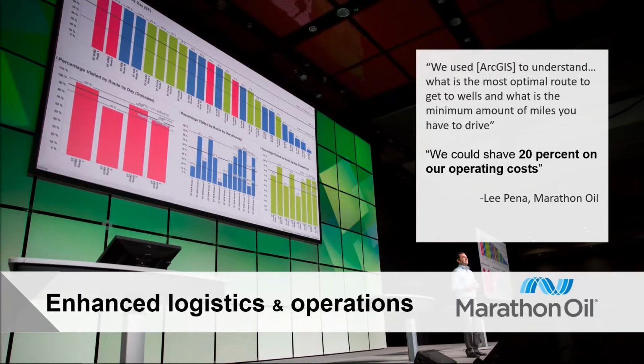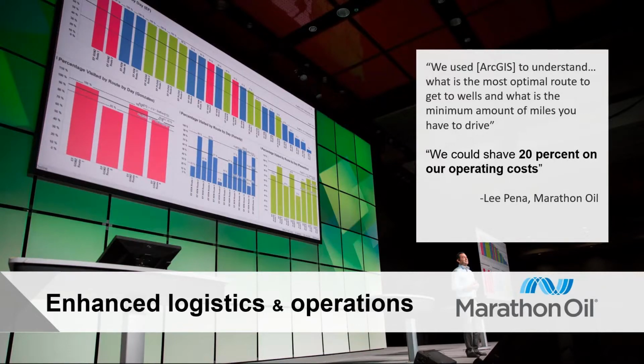All of these examples that I'm about to show you were stage presentations at the Petroleum User Conference over the years. This first one is an example that Marathon Oil presented, and they were enhancing their logistics and operations using IoT feeds and analysis on the backside. They ingested a feed from their fleet and used analytics to optimize the way that fleet was moving around. You can read some of the quotes here from Lee Pena of Marathon, where they could save 20% on their operating costs by taking this digital transformation on ahead.